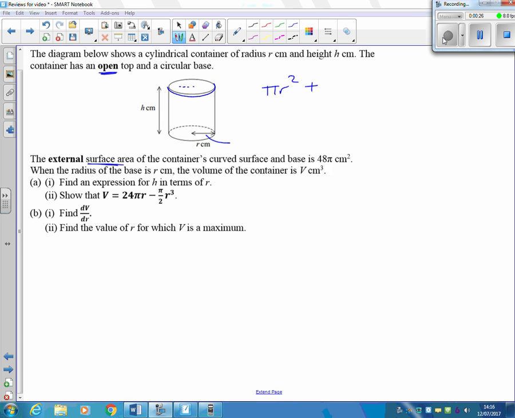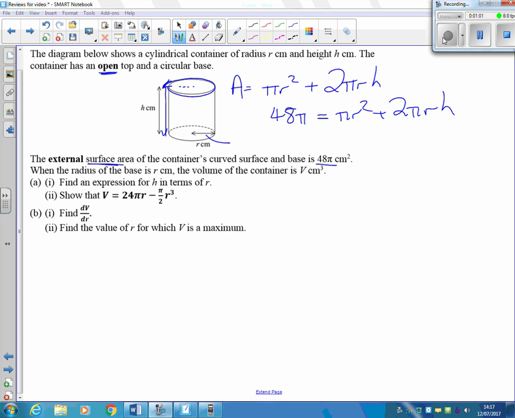Now the curved surface area is a rectangle all the way around the outside of that, which is the circumference of the circle times the height. Imagine unwrapping a label off a can or a bottle and think that actually the labels are rectangles. So that is the area that we've got, and we've been told that the surface area of this is actually just 48 pi. So I'm going to write 48 pi equals pi r squared plus 2 pi r h.